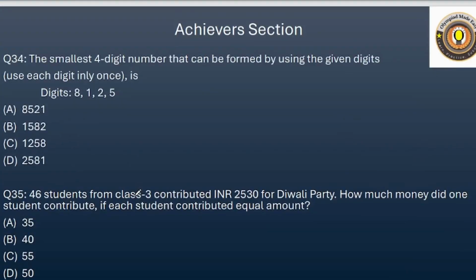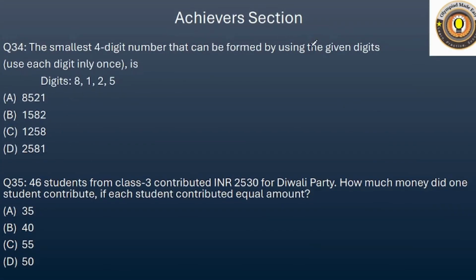Last 2 questions. The smallest four-digit number that can be formed by using the given digits. Use each digit only once, right? So four-digit number you have to form. So there is a pattern we should follow. Create four places. Now you have to form the smallest four-digit number out of these given digits. So which is the smallest digit? 1. Right? Start with the smallest digit. 1. Strike it off.